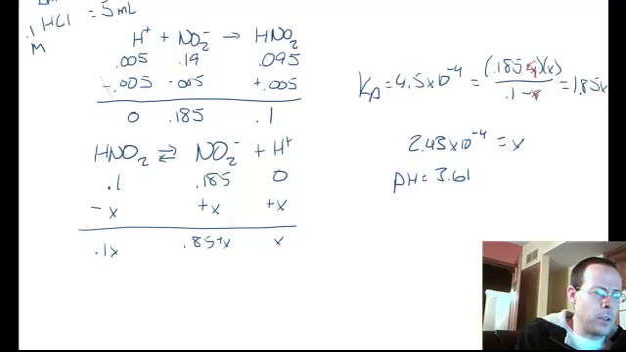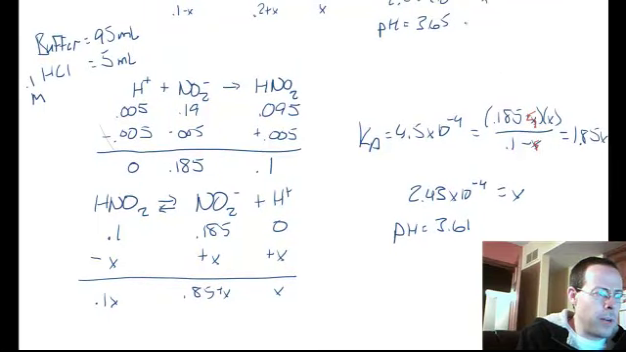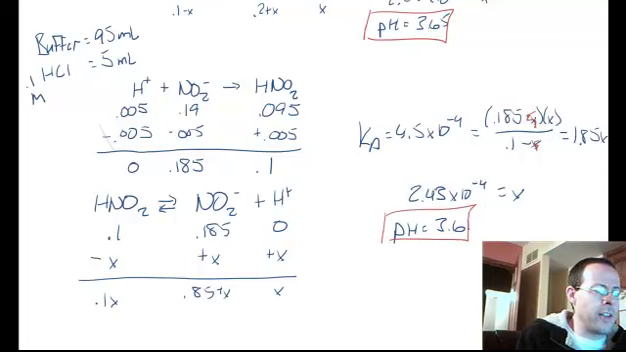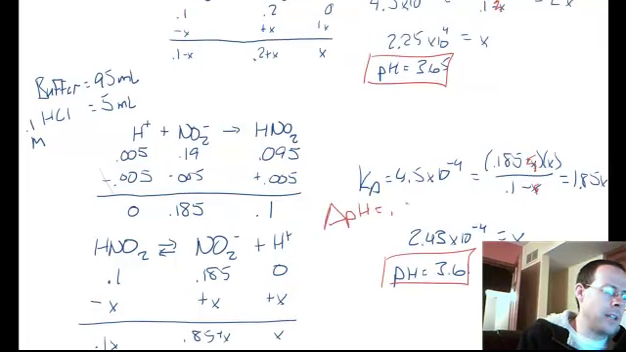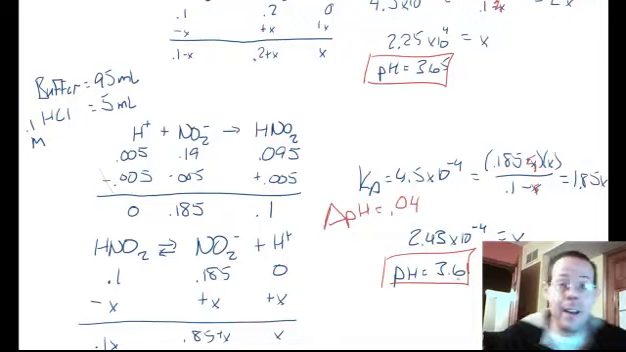3.61. So notice what happened is, we started with a pH of 3.65, we added some strong acid to it, and because the pH really didn't change, we know this is an effective buffer. The pH change equaled 0.04, which is not a whole lot of change in pH, so we have an effective buffer.